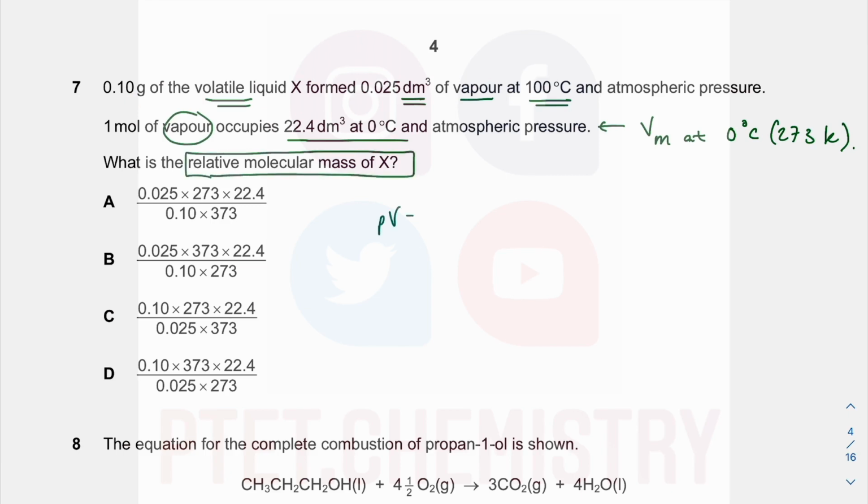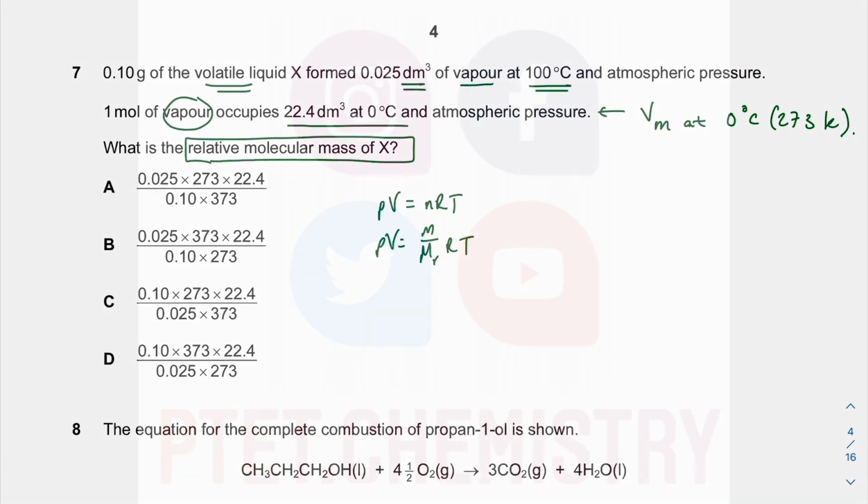If you think about your ideal gas equation, PV equal to nRT, PV equal to mass over Mr, RT. So it looks like this question is not an easy just plug it in straight away kind of thing, because we are not given the pressure, we are just told as atmospheric pressure. So the pressure here and here are the same. If I think about just from this information alone, what is the pressure?